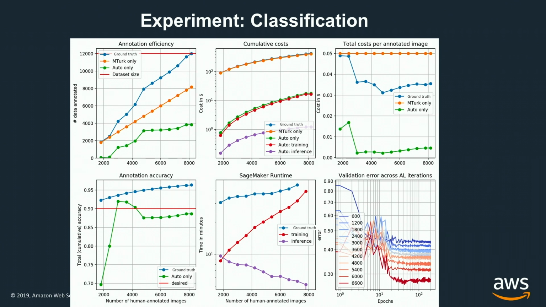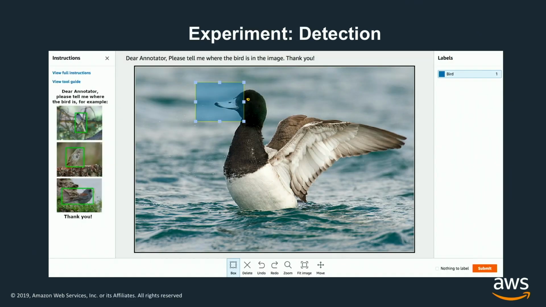Accuracy is still doing very well. You did not lose accuracy with the auto labeling compared to the humans. And this is the runtime inference, how fast it annotates the image. As you can see, ground truth is going up top as well. And the validation error, which I'm not going to talk too much about.